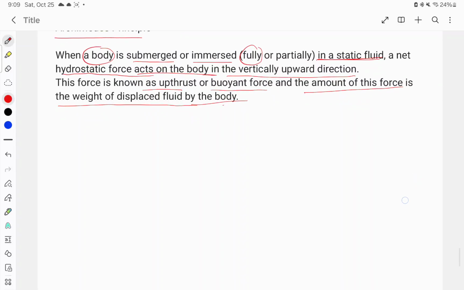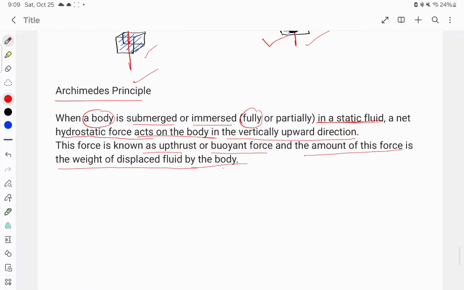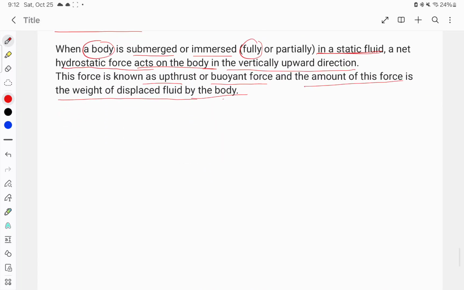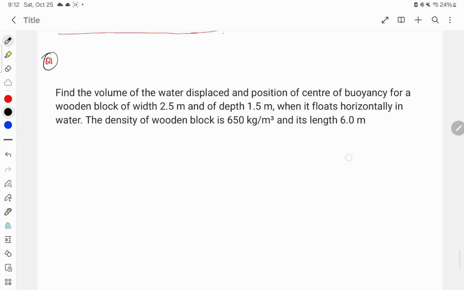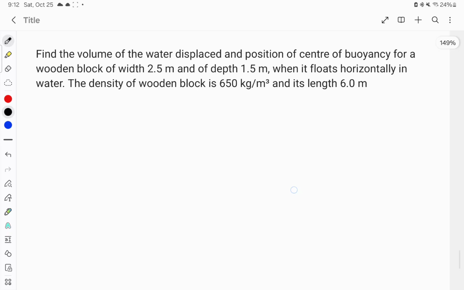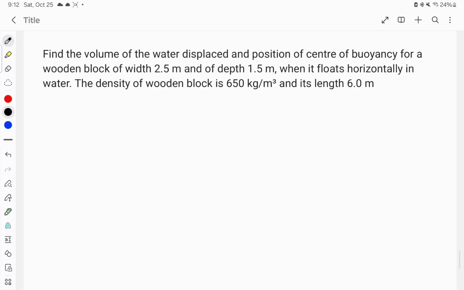So now we will move to the questions, how to deal with the problems of buoyancy. Let us start with question number 1. This is a simple question. I am going to teach you how to approach the problem step by step. Every word is important. First and foremost, they have asked you to calculate the volume of water displaced, and the position of the center of buoyancy. So my two questions are clear.